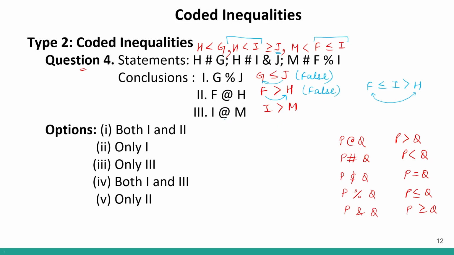Now, coming to the third one. Third one says I is greater than M. So we will move from I to M. Over here, this relationship I can see. I is greater than or equal to F. F is greater than M. So this is definitely true. So only 3 is true. My answer will be option number 3. Correct? This will be my answer.